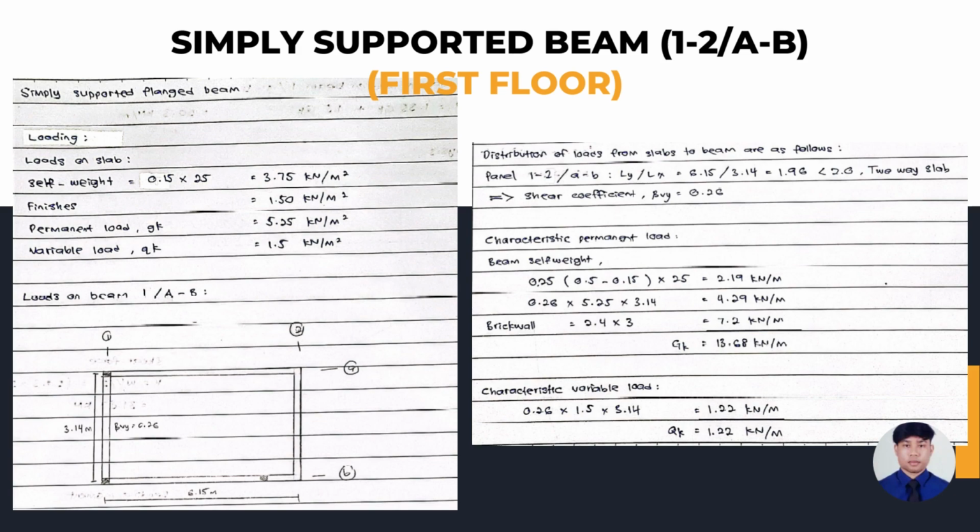This is our layout for the design of simply supported beam 12 AB for the first floor. For the beam size, we use 250 mm times 500 mm. Next, for the finishes, 1.5 kN per meter square, and for the QK, 1.5 kN per meter square.